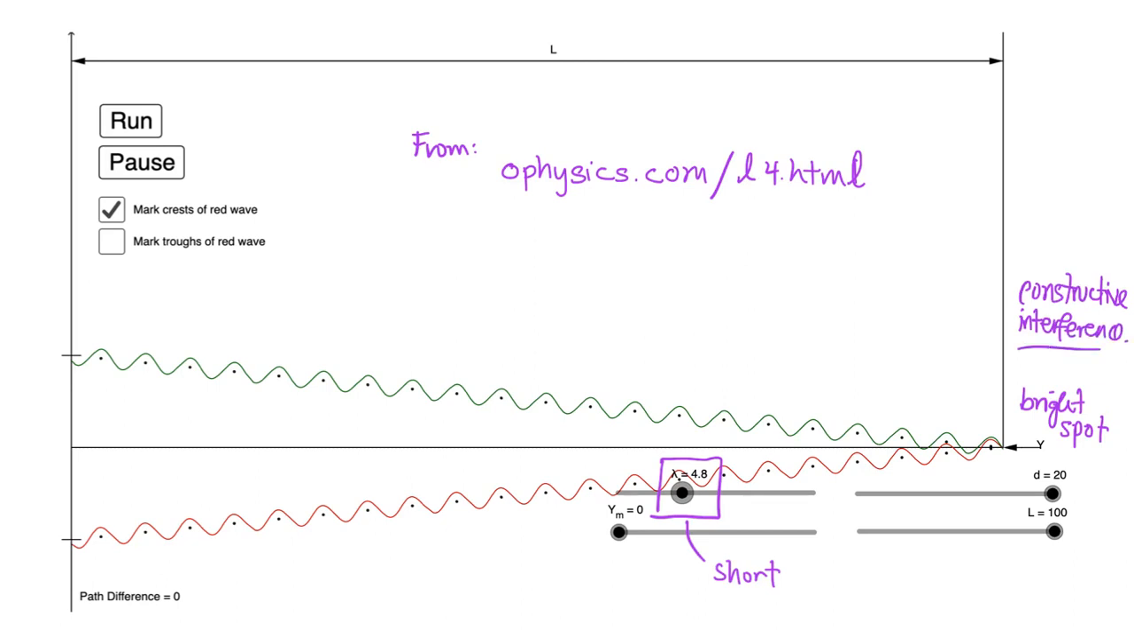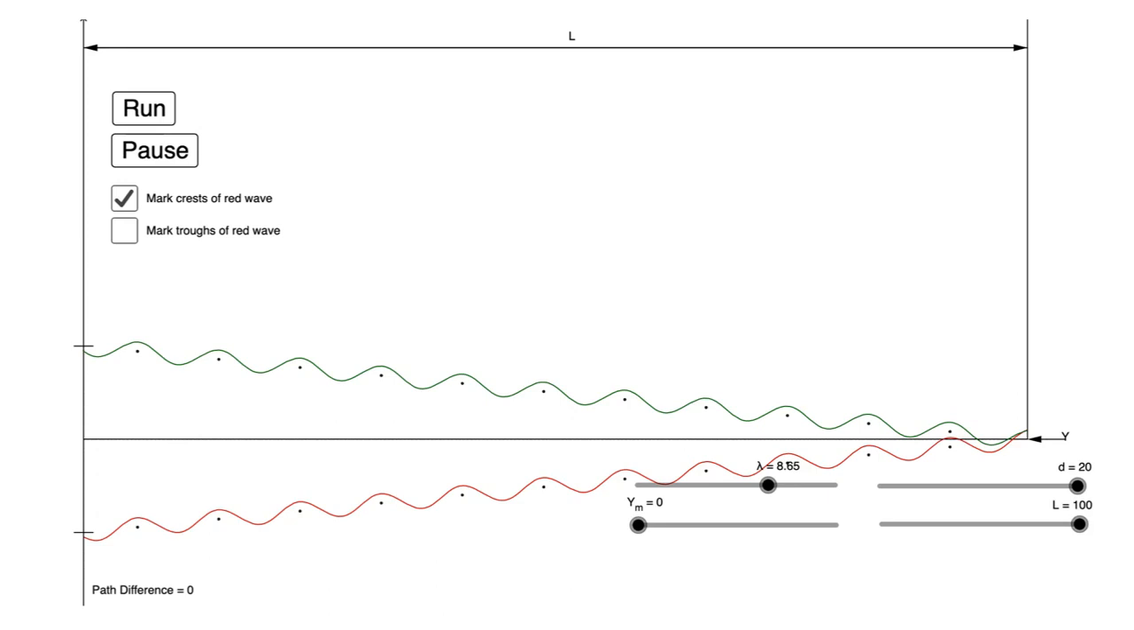And that's a synonym for a bright spot. Let's see what happens if I double the wavelength. Okay, so I'm going to increase the wavelength. Do I still have a bright spot at this location? Let's take a look. So here I've increased the wavelength. Okay, I haven't quite doubled it, but it's almost a factor of 2 larger than it used to be.